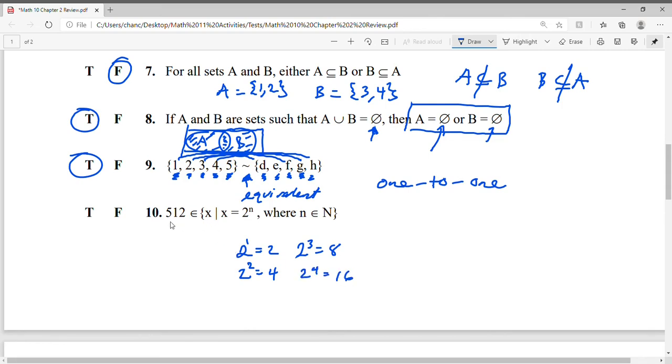Now the question is, is it possible to get 512? 2 to what power will give us 512? So let's make some guesses. I'm going to use my calculator for this. I guessed 9 here on my calculator, and 2 to the 9th is 512. So yes, it appears that 512 is an element of this set. So this one is true.